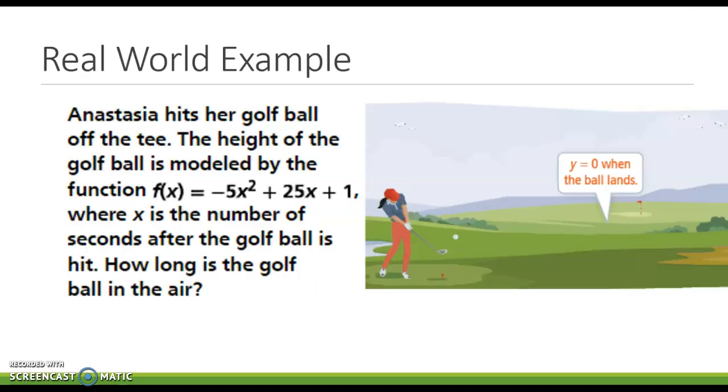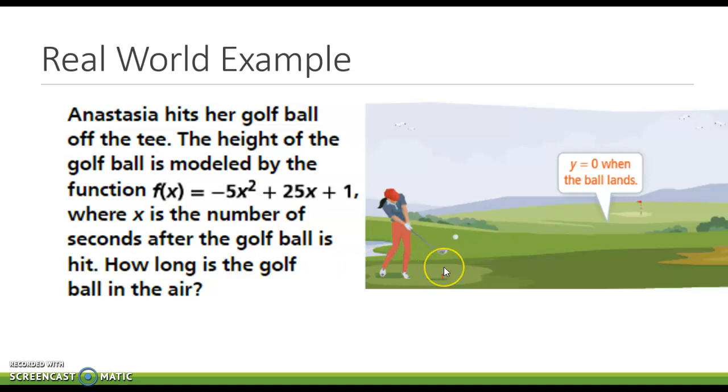Okay, here's a real-world example. Anastasia hits her golf ball off the tee. The height of the golf ball is modeled by the function negative 5x squared plus 25x plus 1, and x is the number of seconds after the golf ball is hit. How long is the golf ball in the air?